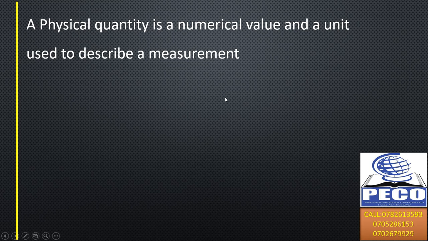When you go to a shop and buy sugar, you will say, give me 4 kilograms of sugar. So the measurement is 4 kilograms. The 4 is the numerical value, and the kilogram gives us the unit of the physical quantity. The physical quantity that you will have measured is 4 kilograms, which is the mass of sugar.